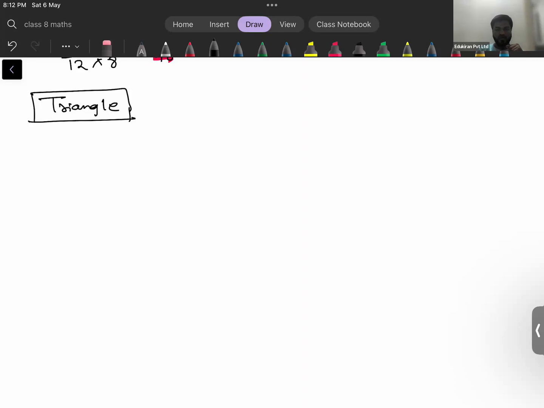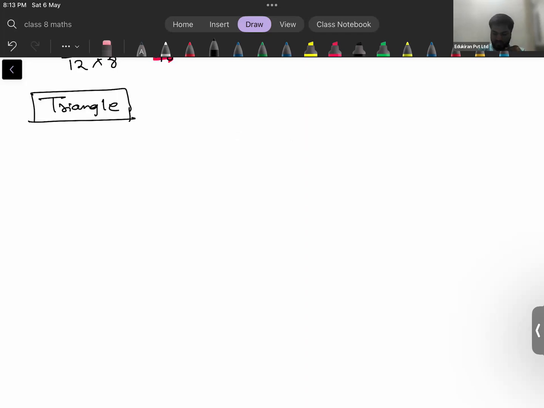How do you define a triangle? You can simply say that any figure that is surrounded by three different sides, three different straight lines, that is called a triangle. Okay, so it could be like this.